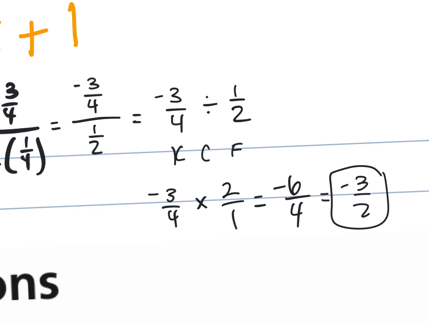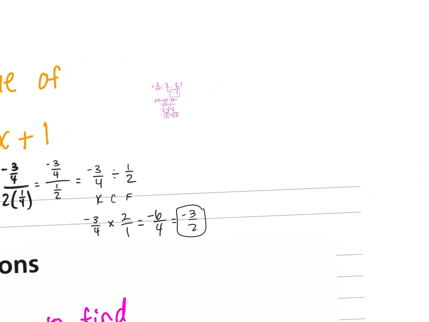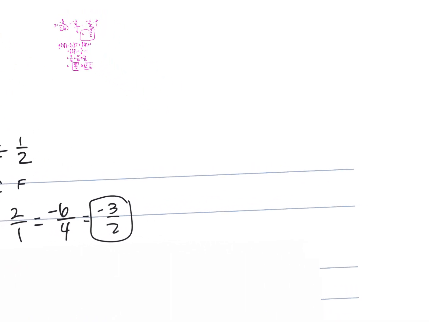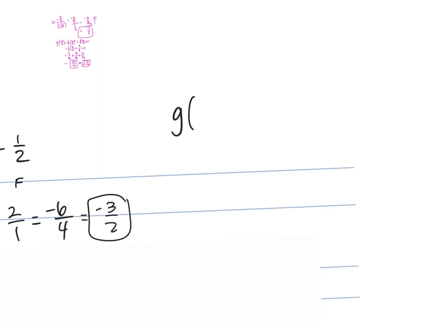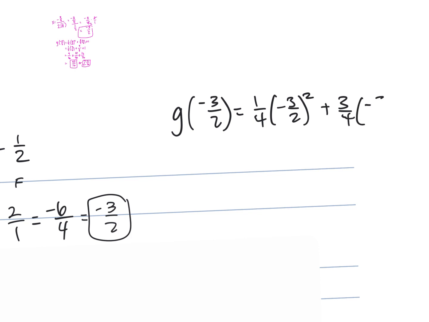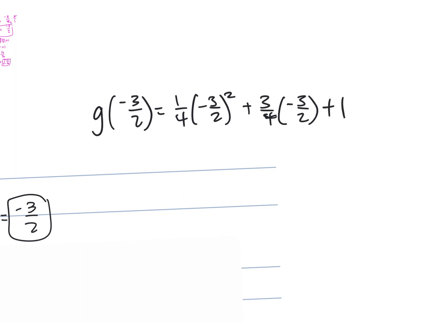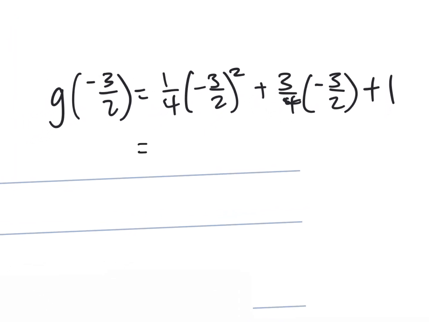How many of us got the axis of symmetry? Okay. So what do I do once I have the axis of symmetry, the AOS? Natalie? You plug it into the equation. Excellent. Walk me through it. So I did 1/4 times negative 3/2 squared plus 3/4 times negative 3/2 plus 1. And then after that, I started by doing negative 3/2 squared, which is negative 3/2 times negative 3/2, and I got 9/4. Excellent.